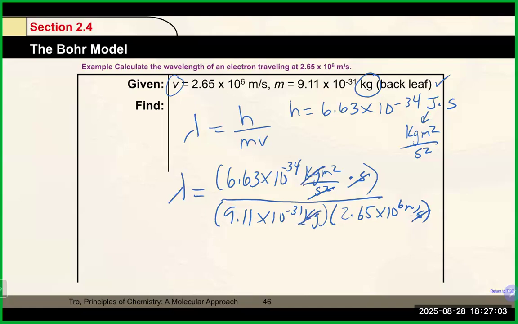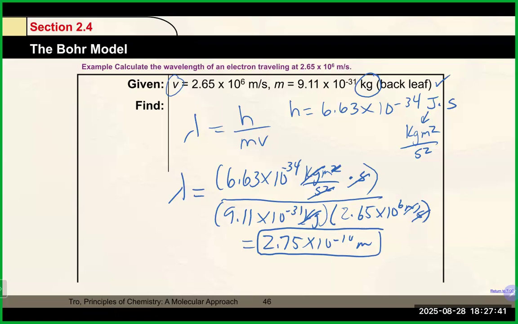Kilograms going to take out that one. And again, 1 meter on the bottom will take out one of the meters up on top. That is going to leave us just 1 meter left over. 6.63 times 10 to the minus 34 divided by 9.11 times 10 to the minus 31 divided by 2.65 times 10 to the 6 here. That's going to get us a wavelength of 2.75 times 10 to the minus 10 meters in this case. Again, relatively small wavelength associated with this particle.